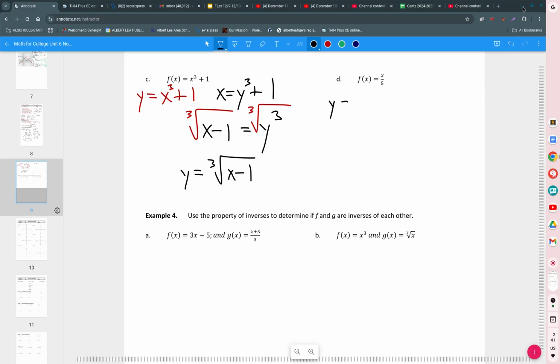This one, y is equal to x over 5. I will rewrite this one as x over 1 is equal to y over 5. And I wrote it as a fraction because the other side is a fraction. So I'm going to cross multiply, and I get y is equal to 5x. And that is the inverse of that one.